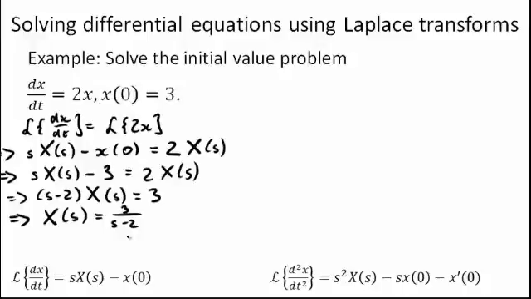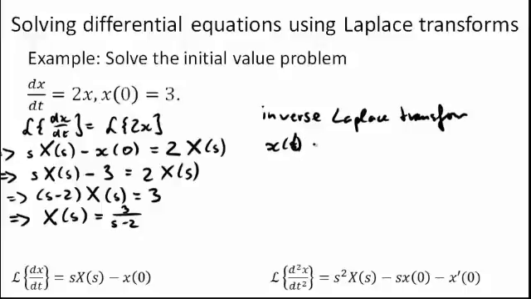Now, I have solved for capital X, which is the Laplace transform of x. But that's not what we were after. We really wanted to have little x. So what I now do is I transform the capital X back into the time domain, so I get my little x. I do this by calculating the inverse Laplace transform, which gives me my little x of t. And that's the inverse Laplace transform of capital X of s.